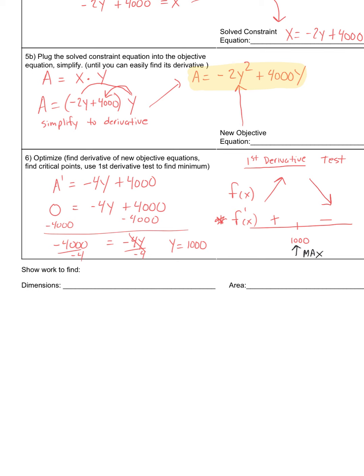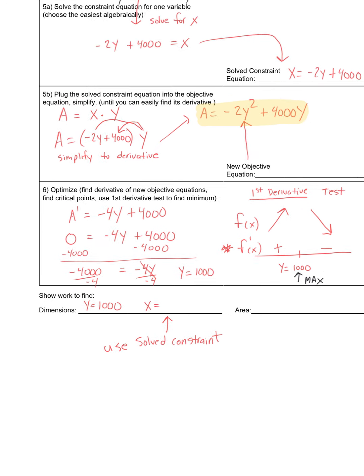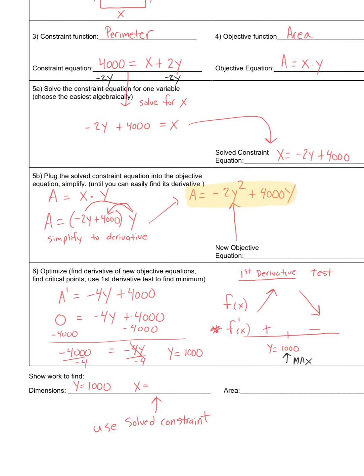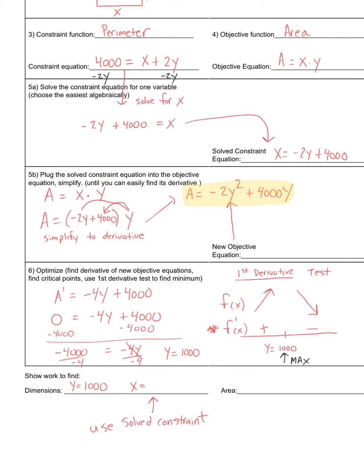All right, so that is my y. Let's remember that's the y. Okay, so our dimensions, we know that y is equal to 1,000. We have to find x. To find x, you always go back to your solved constraint equation. You're going to use the solved constraint. All right, so that's up here. Where's my solved constraint? Right here. We're going to use that. That's already solved for x.